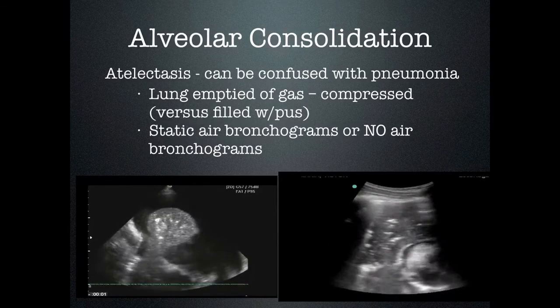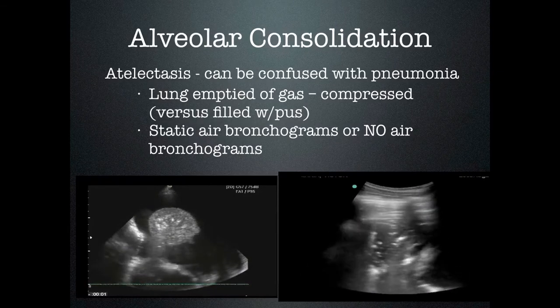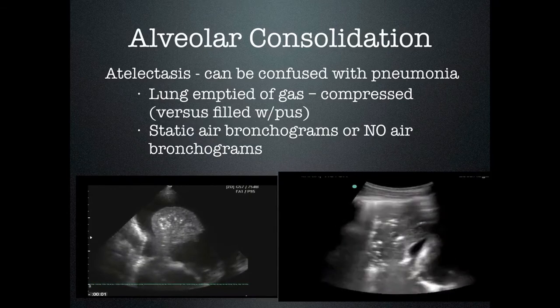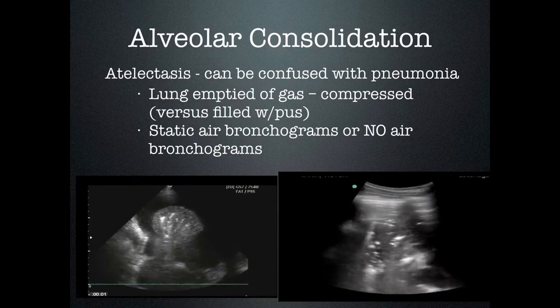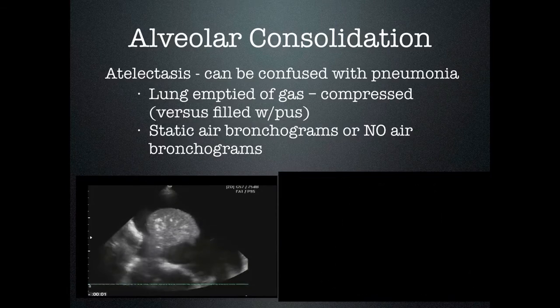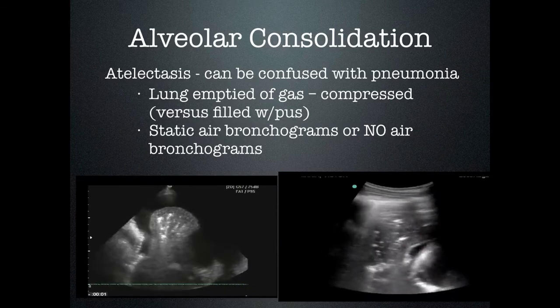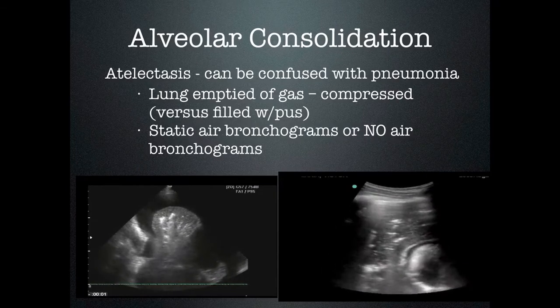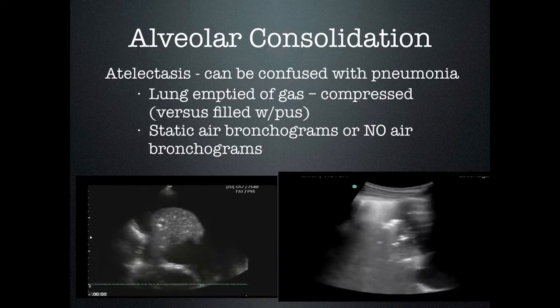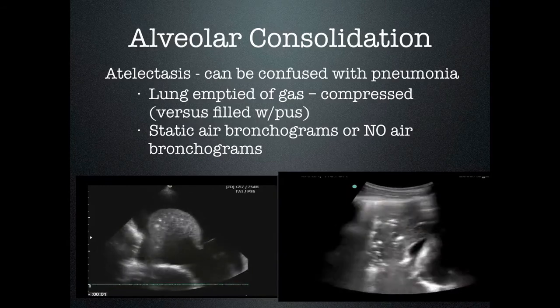If you have obstructive atelectasis, then the bronchioles are being obstructed, say by a mass. Therefore, as you breathe in and out, there is no movement of air in and out of the bronchioles, so you get what is called a static air bronchogram. It can be difficult to tell the difference between a static air bronchogram and a dynamic air bronchogram. Therefore, always relate it back to your clinical history.